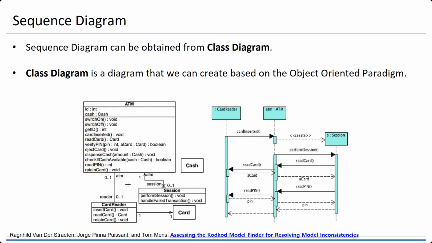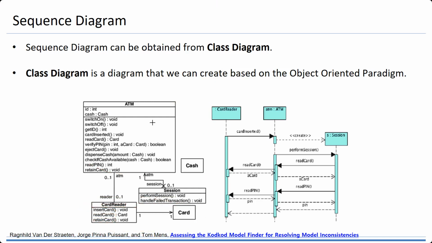Before we draw this one, let's look at the other kinds of class. We have the card reader class. In the card reader class, we have only the methods insert the card, read the card, and retain the card. For the session, we have to perform the session and then handle failed transaction. So this is related to the cash, and this is related to the card.